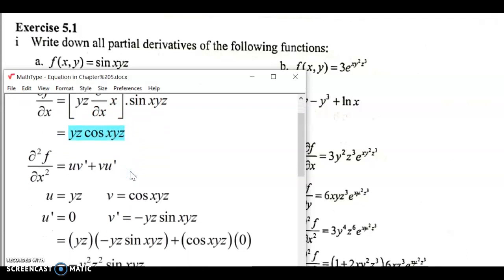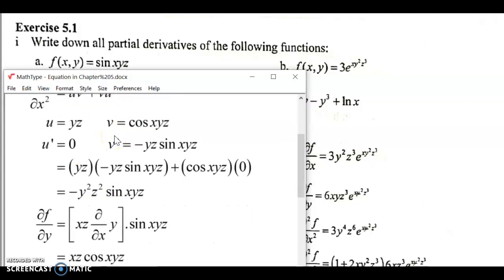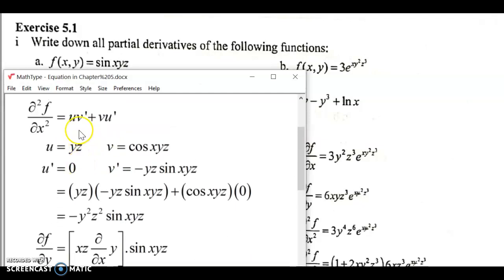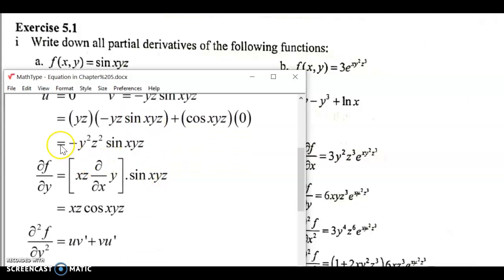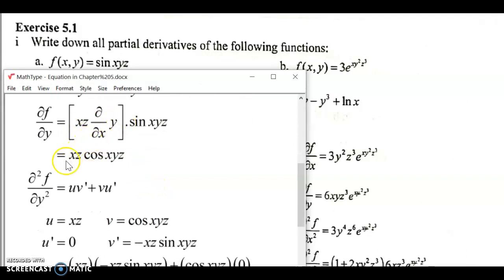And then for the second derivative, because we have yz times cos xyz, we should conduct the product rule. So for the product rule, yz here, there is no x term, so 0. For cos xyz, if we differentiate it in terms of x, again, xyz will leave us with yz, and cos will become negative sin. So substitute it, and this is what you should get. And for y, we do the same thing. You should get xz times cos xyz.